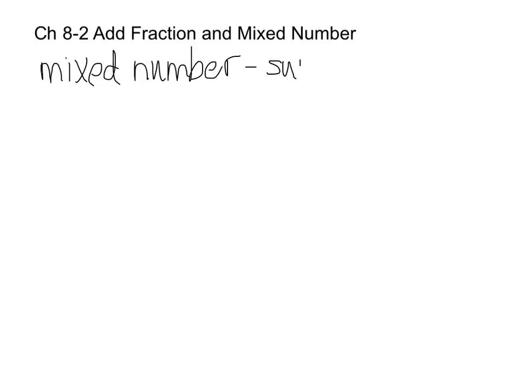Chapter 8-2, we're adding fractions and mixed numbers. Based on lesson 1, we learned how to do it using models, but I wanted to focus on the definition of a mixed number. The definition of a mixed number is? It's a number that is a sum of a whole number and a fraction. Okay, so sum is a keyword, and then the other keywords were whole number and fraction, right?